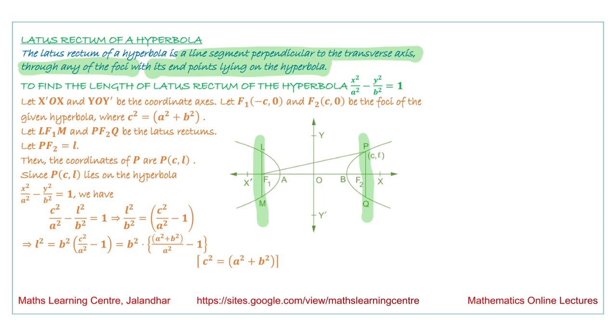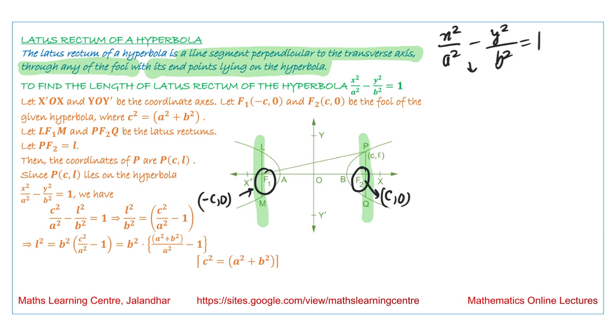So we have to calculate the length of the latus rectum for the hyperbola with the equation x square over a square minus y square over b square is equal to 1. Suppose the foci of this hyperbola are F1 with coordinates (minus c, 0) and F2 with coordinates (c, 0), where we know that c square is equal to a square plus b square. We are calculating the length of this latus rectum, and we consider that this length is L.